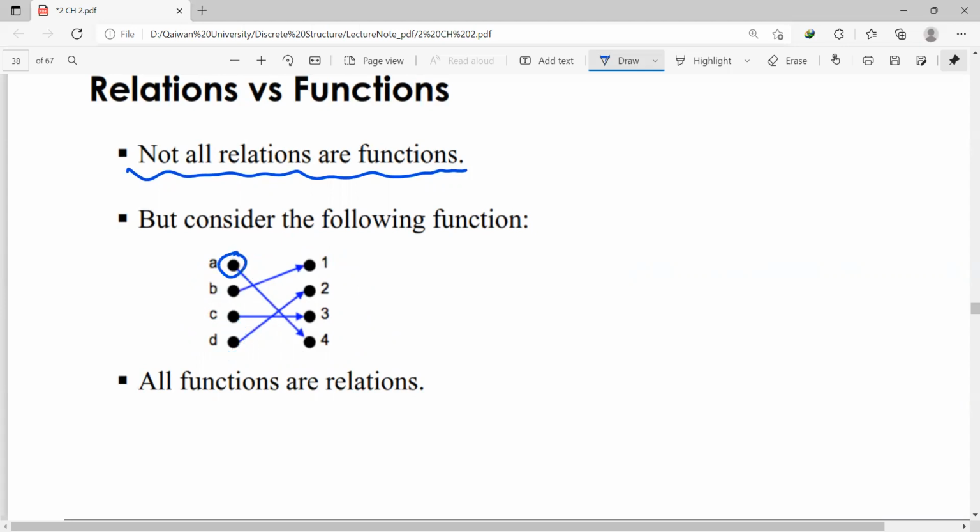Look, for A, we have only one image. As you see, there is only one arrow which arises from A. For B, it's also only one arrow, and likewise for C and D. Each of these has only one image, so it satisfies both conditions. It means this relation is a function. Okay, but here we say all functions are relations. This is a function, and it's also a relation. Every function is a relation, but not conversely.